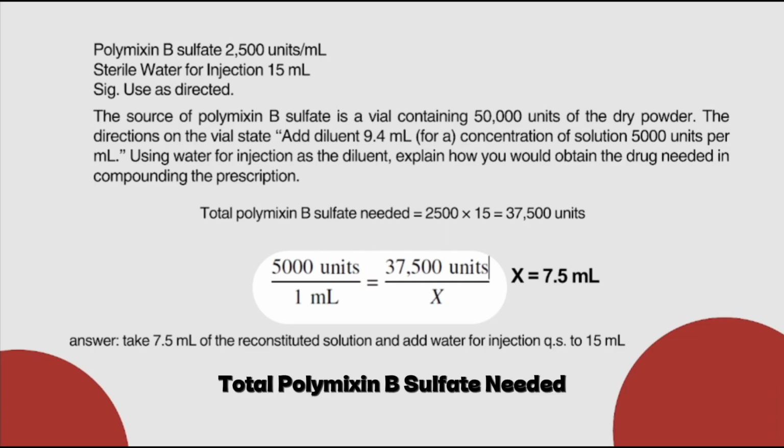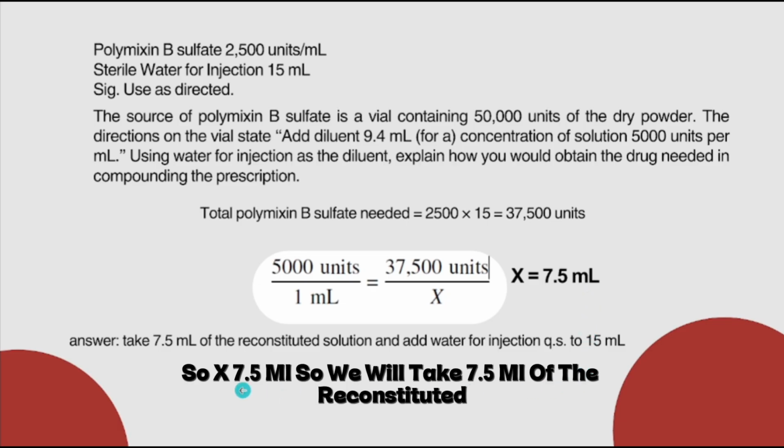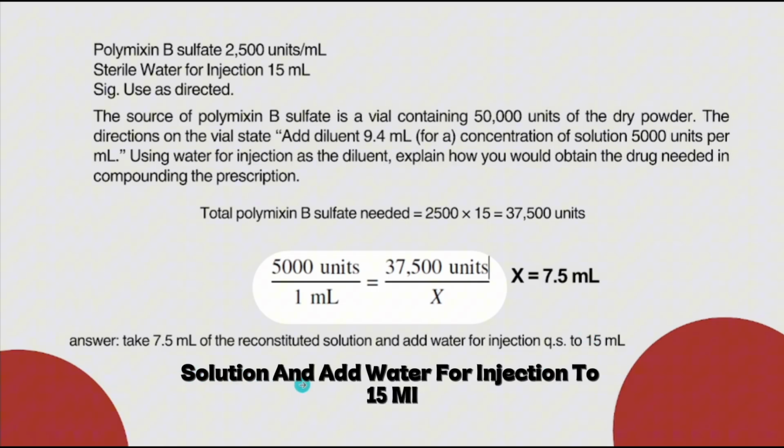Total polymyxin B sulfate needed is 2,500 multiplied by 15, which is 37,500 units. So 5,000 units is present in 1 ml, 37,500 units is present in x ml, so x is 7.5 ml. So we will take 7.5 ml of the reconstituted solution and add water for injection to 15 ml.